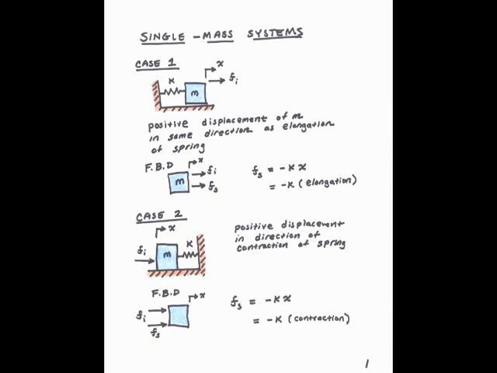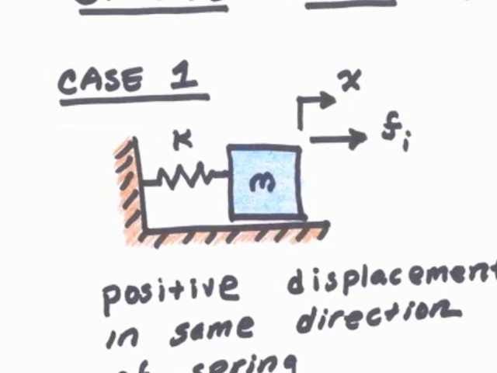In this presentation, we'll be writing the equations of motion for several mass spring systems. Systems consisting of a single mass and also ones consisting of two masses. Let's start off with a simple example, which is labeled case 1.